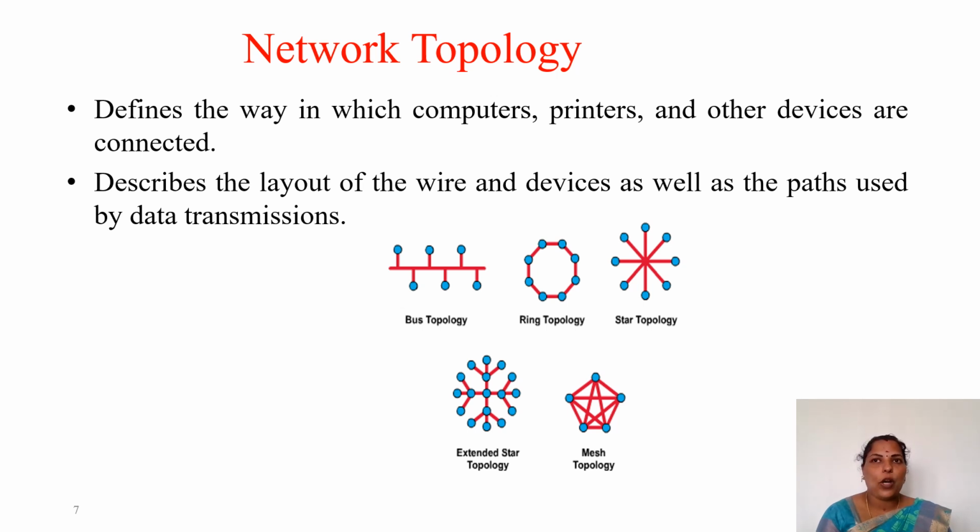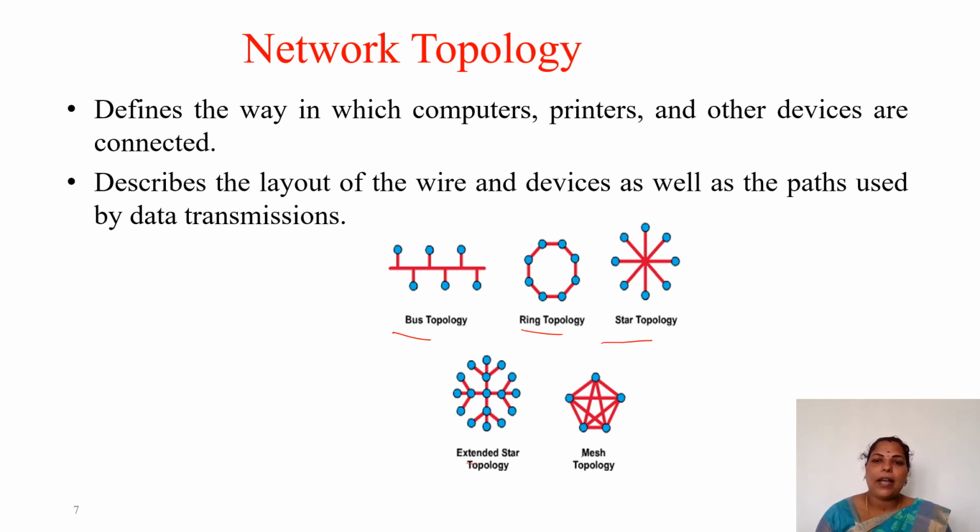Next is network topology. Network topology means how the computers are connected. Different ways of connection are possible in computer networks. Network topology defines the way in which the computers, printers and other devices are connected. That is, it describes the layout of wire and devices as well as the paths used by data transmission. We have many different topologies like bus topology, ring topology, star topology, extended star topology and mesh topology. These names come from the structure in which the devices are connected.